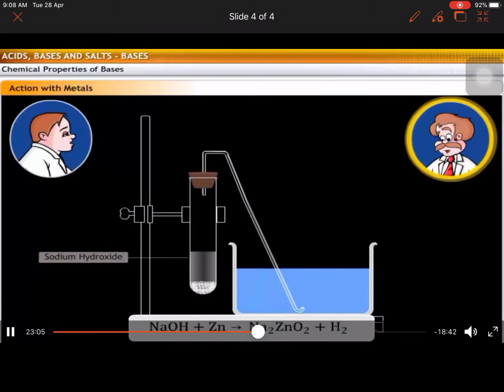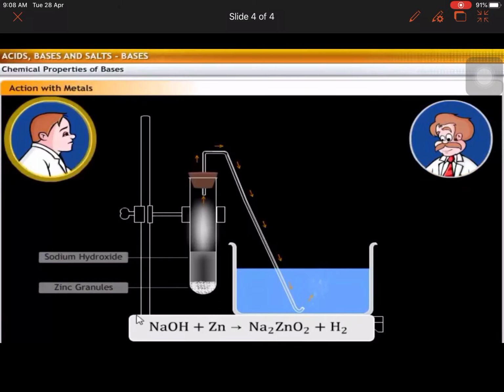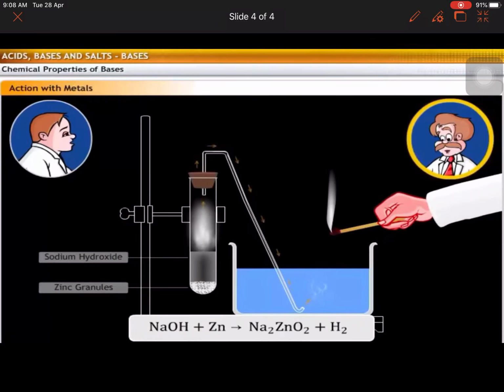Sodium hydroxide reacts with a metal like zinc. It liberates hydrogen gas along with the formation of sodium zincate. I don't see any gas. Yes. How can you say it's hydrogen gas? The liberated gas can be tested with a burning splinter, which is put off with a pop sound indicating the presence of hydrogen gas.